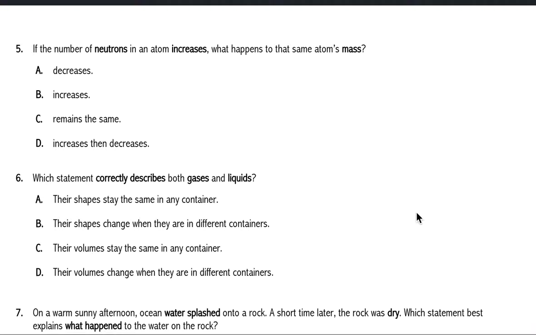Question 6. Which statement correctly describes both gases and liquids? A. Their shapes stay the same in any container. B. Their shapes change when they are in different containers. C. Their volumes stay the same in any container. D. Their volumes change when they are in different containers.